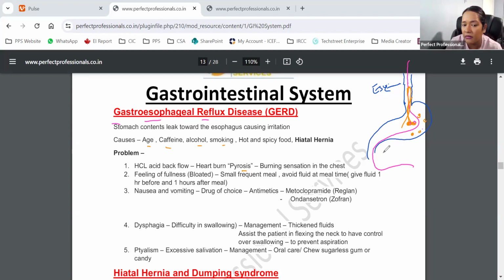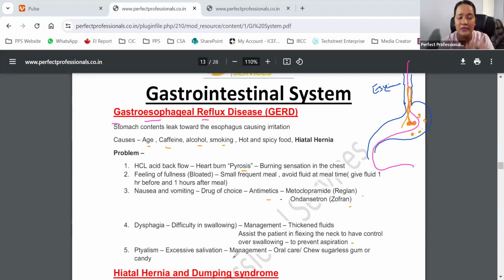Small frequent meals we are giving. Avoid fluids at mealtime. Give fluids 1 hour before and 1 hour after the meal. Nausea and vomiting will be there. Drug of choice will be the antiemetic, metoclopramide, Reglan, or Zofran. Patient will have dysphagia, difficulty in swallowing. Management will be thickened fluid. Assist the patient in flexing the neck to have control over swallowing and prevent aspiration.